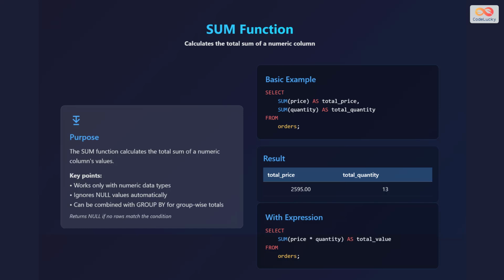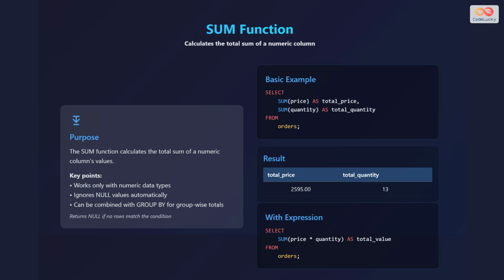The sum function calculates the total sum of a numeric column's values. It works only with numeric data types, ignores null values automatically, and can be combined with group by for group-wise totals. It returns null if no rows match the condition.